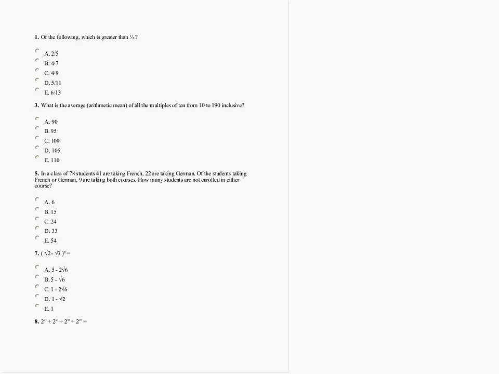Of the following, which is greater than 1/2? The answer is 4 out of 7. Yeah, right. And you guess the answer is 4 out of 7? Because that's the one that's more than 1/2. That's right. So look at the numerator.